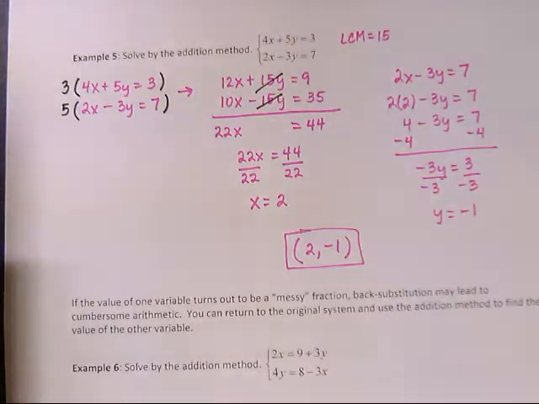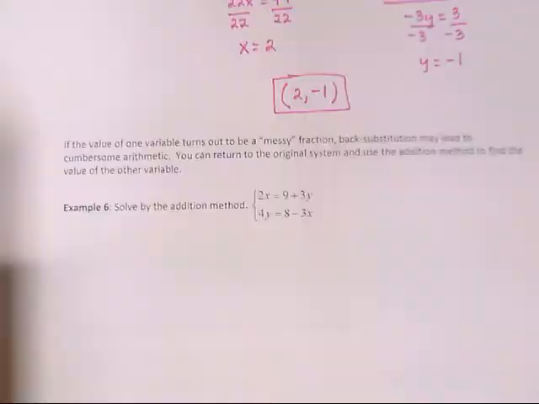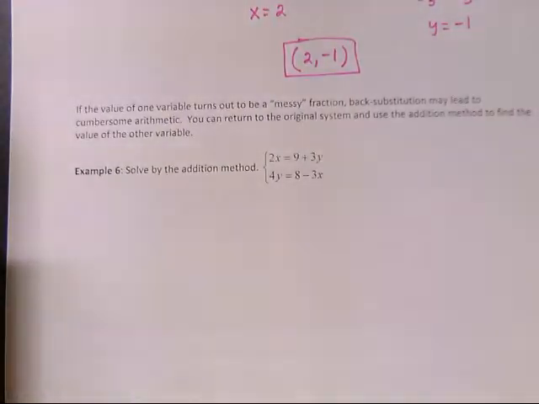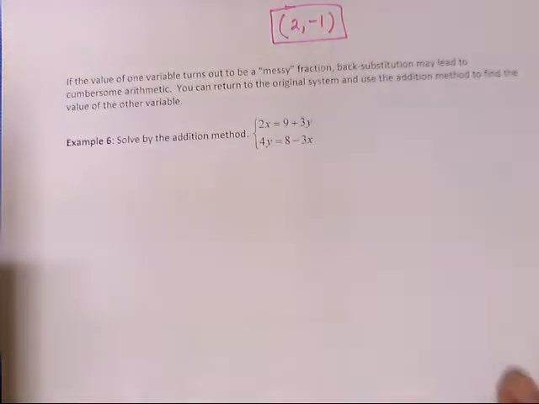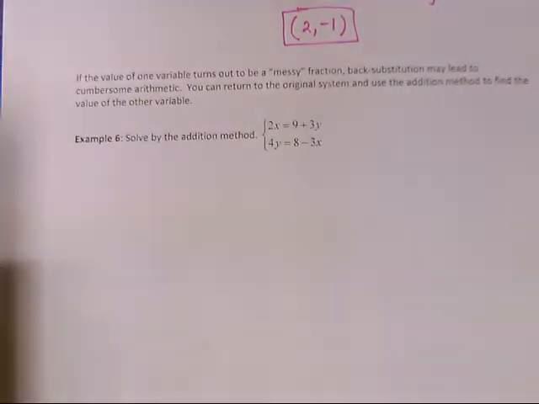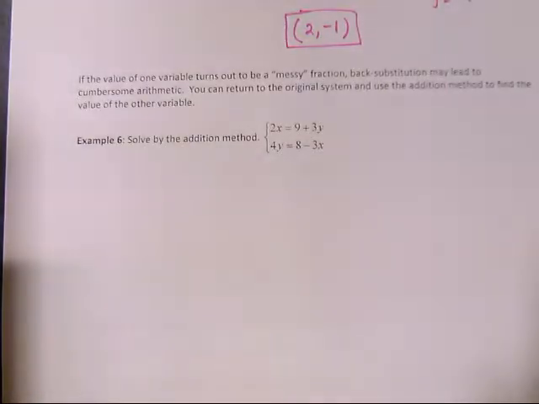Okay, now there are some cases where the value of one variable could end up being a messy fraction. If that's the case, you may have to try a different way, because the back substitution may lead to some awful or cumbersome arithmetic. Okay, what you can do here is return to the original system and use the addition method to find the value of the other variable, like in this one here, example 6. Here we're going to solve by the addition method. We got 2x equal to 9 plus 3y and 4y equal to 8 minus 3x.